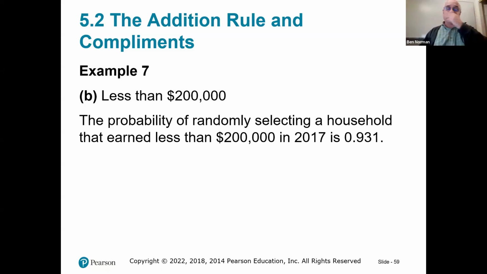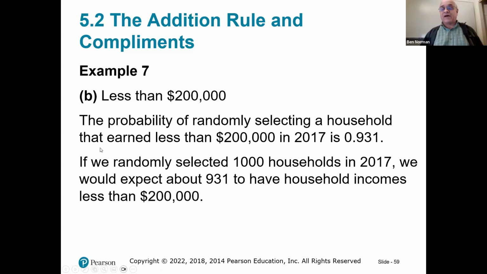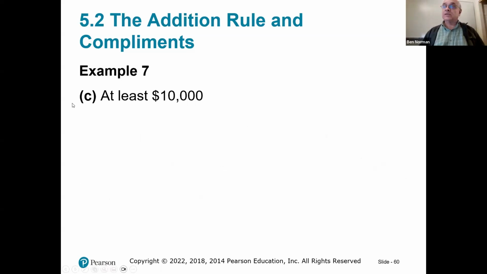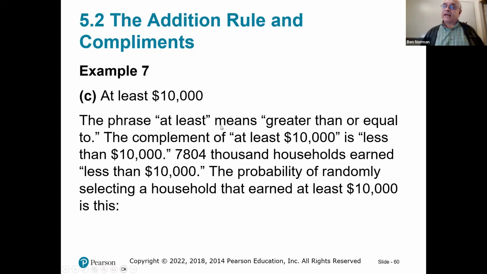The probability of randomly selecting a household that has earned less than 200,000 in 2017 is 0.931. If we randomly selected 1,000 households in 2017, we would expect 931 of them to have an income of less than 200,000. So, C, at least 10,000. All the income that is at least 10,000.